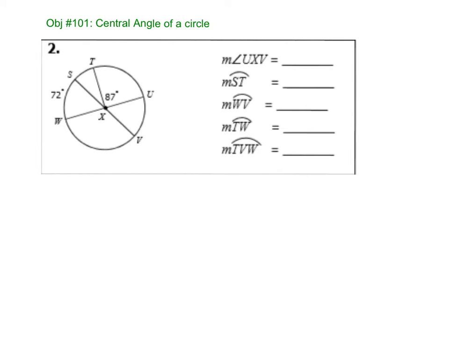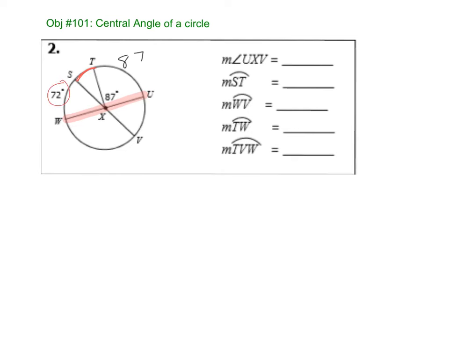So I want you to pause the video, draw the picture, and try to fill out as much of that picture as you can. What are all those degrees? So I have 72, this is 87. So you have to look, where do you see a diameter? Well, there's a diameter right there. So that means 72 plus 87 have to be subtracted from 180 so we can find ST, right? We want to find that distance.